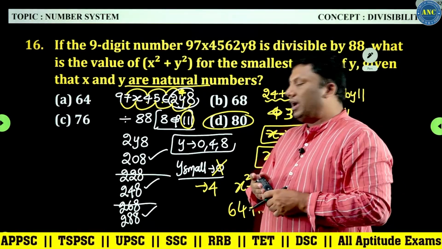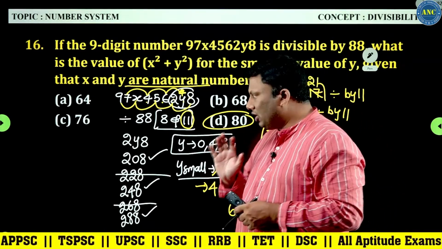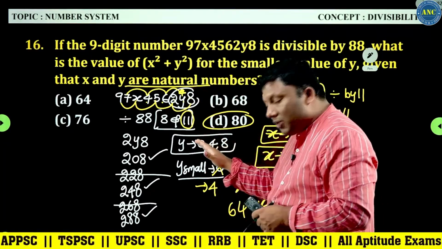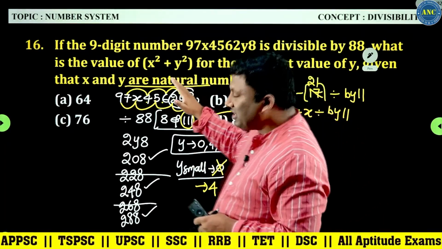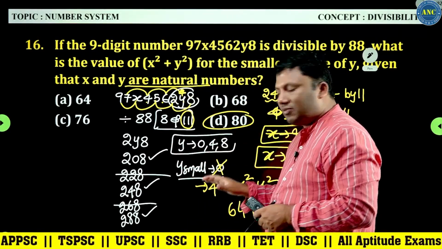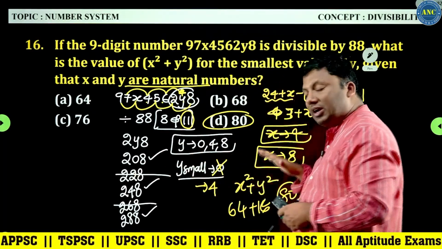I hope the idea is very much clear to you. Just a little patiently you have to solve. Do not forget the domains present in the question. Y smallest will be 0, but he specified in the third line that y is a natural number. So y smallest will be 4. Use the divisibility rule of 8. Use the divisibility rule of 11.